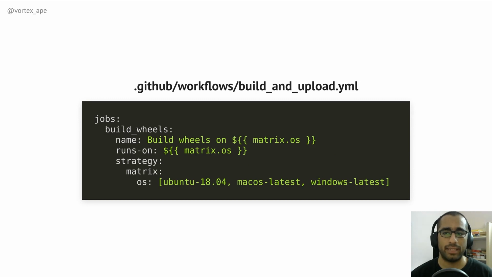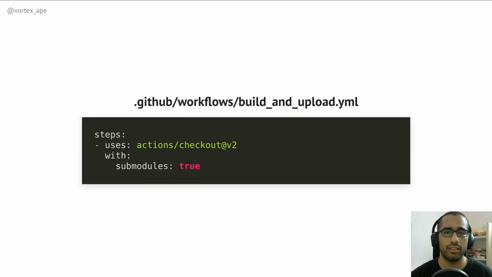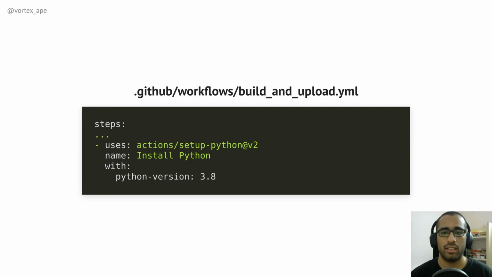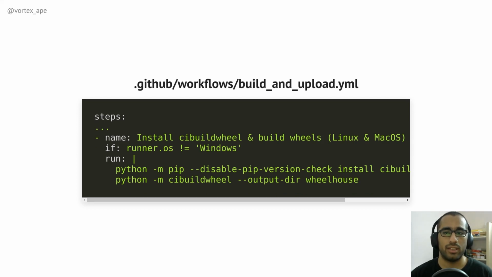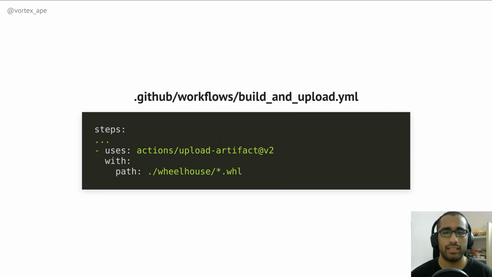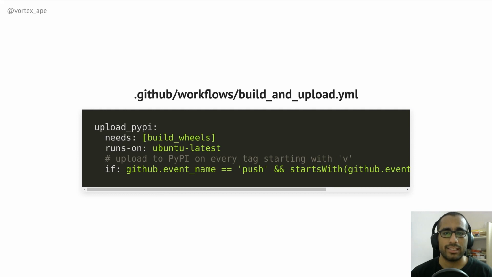We then define the matrix of operating systems we want to build wheels on, check out our GitHub repository, install Python. On Windows, we also need to set up the developer command prompt for MS Visual C++, which we can do with this GitHub action. We then install cibuildwheel and run it like this, where we specify wheelhouse as our output directory. We do the same for Linux and macOS like this. And in the final step, we upload the built wheels as our build artifact, which we can then download to manually upload to PyPI. Or just add another job which can do that for us automatically.